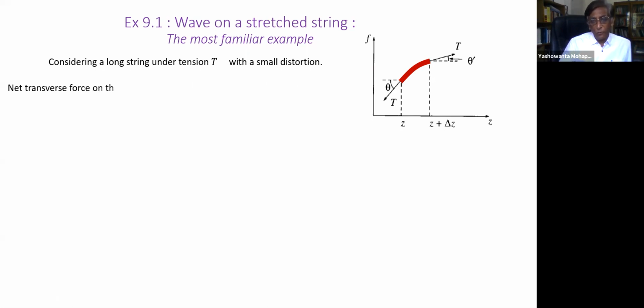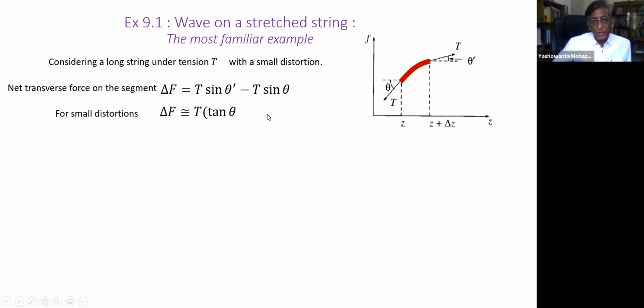Net transverse force acting on this segment, okay, we can write down. The weight is of course balanced by cos theta, but the transverse force is T sine theta prime minus T sine theta, here and here. Now if theta and theta prime are small, for small distortions, I can write down delta F is T tan theta prime minus T tan theta, since sin theta prime is equal to tan theta prime and tan theta. And tan theta prime is like a slope here.